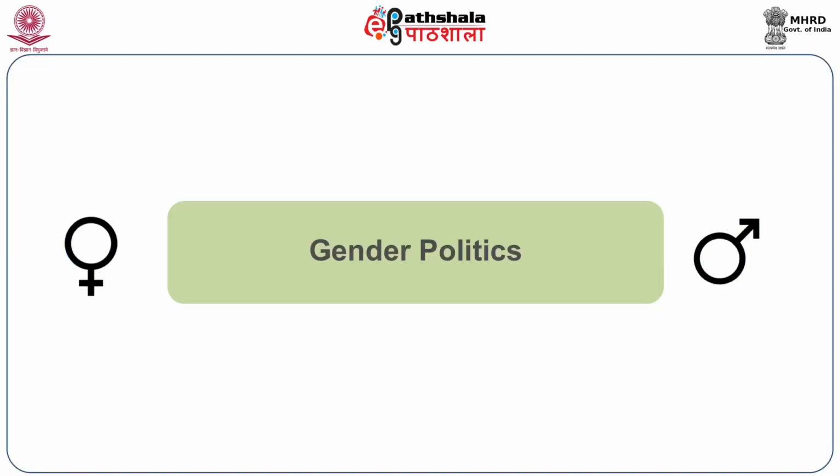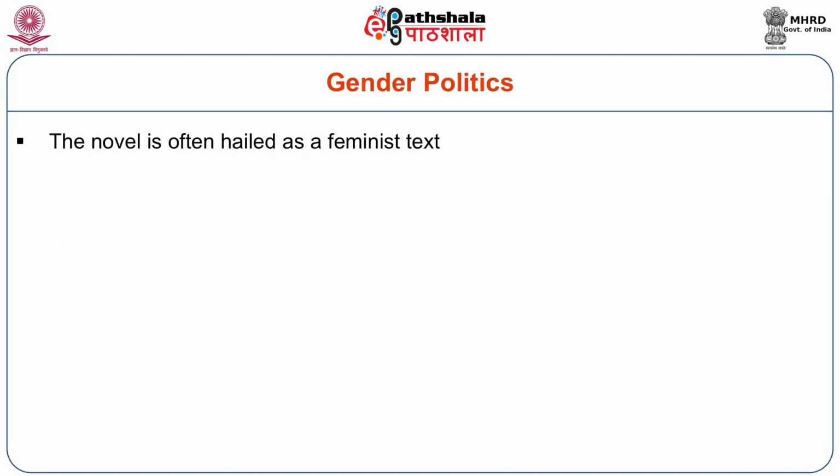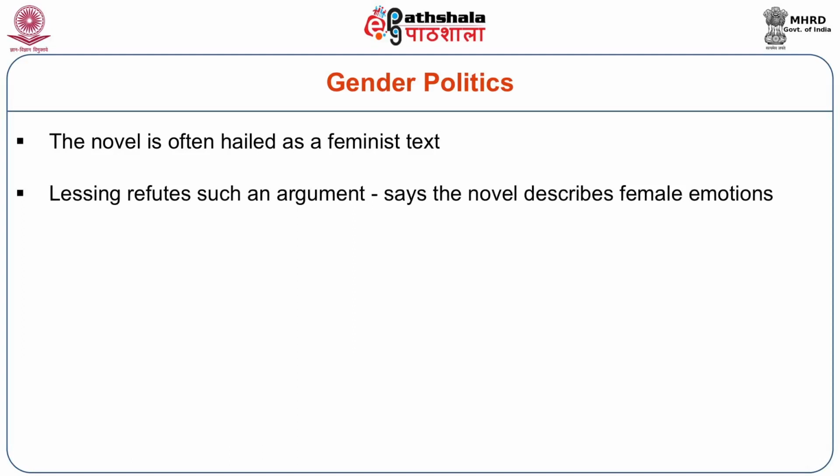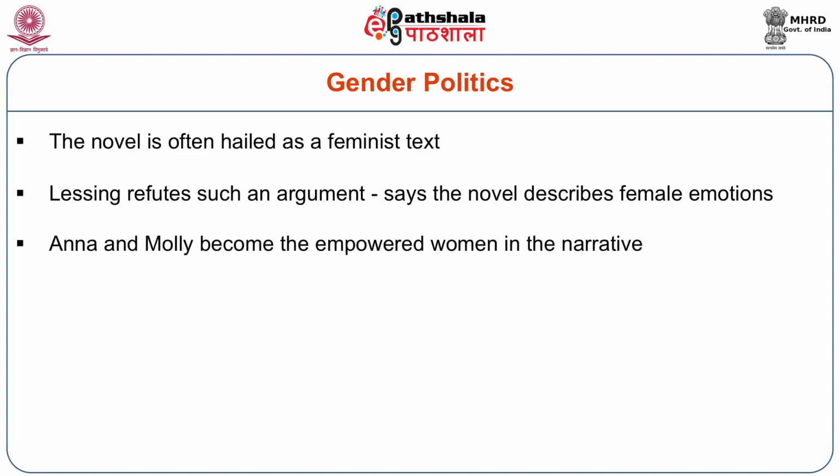It might be possible to make an argument like that. We will now be looking at the whole theme, the whole idea of gender politics. This is a novel that is hailed as a feminist text, and Lessing very famously refuted this argument, saying that this is a novel that describes female emotions. Now, there are these two women here, Anna and Molly, who are empowered in the course of this narrative.